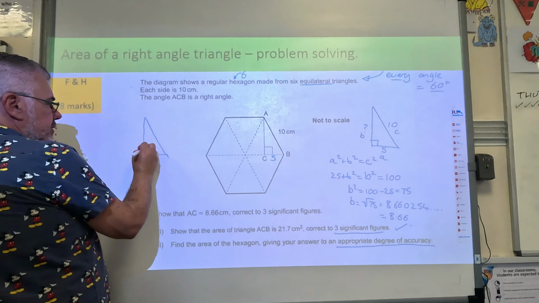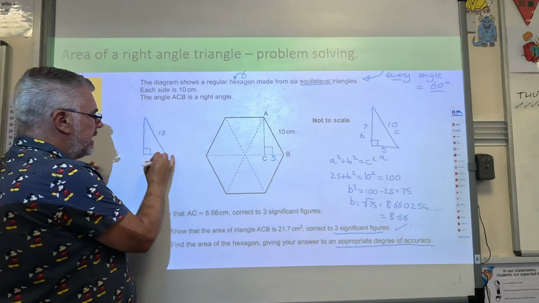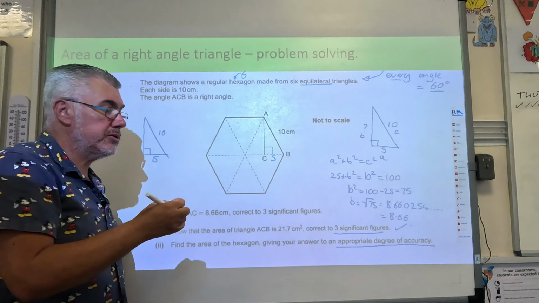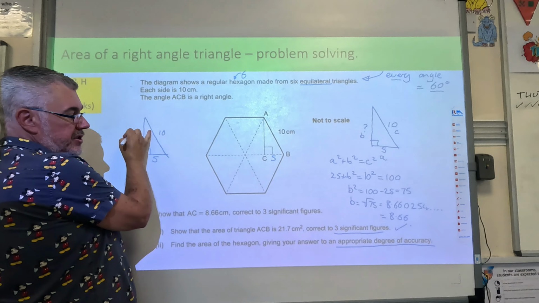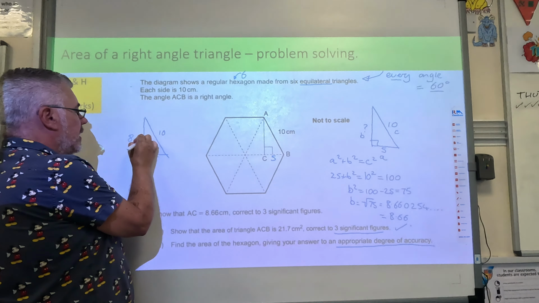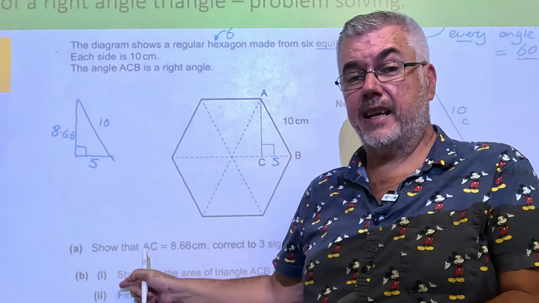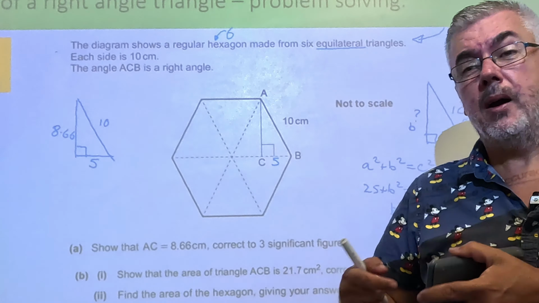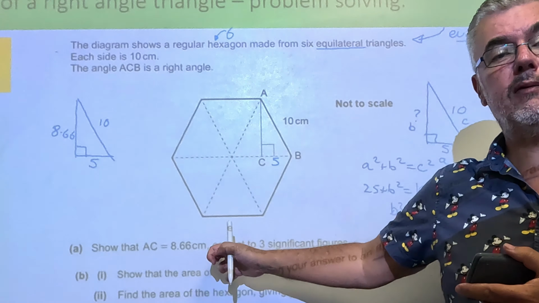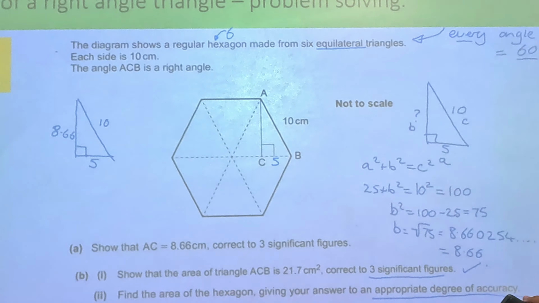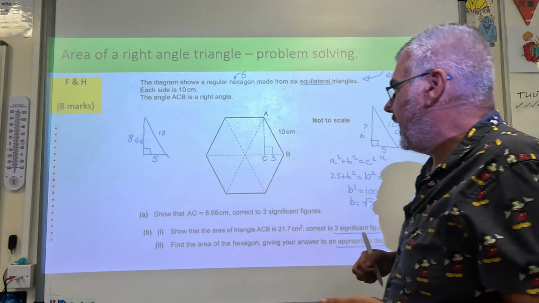On most questions, if they ask you to calculate something, it's usually for a reason. They've asked me to calculate that, which is 8.66. They don't just do it for the fun of it. Part A often leads on to part B. So have a think: can I use what I've already found on the next part of this question? Find the area of the hexagon.